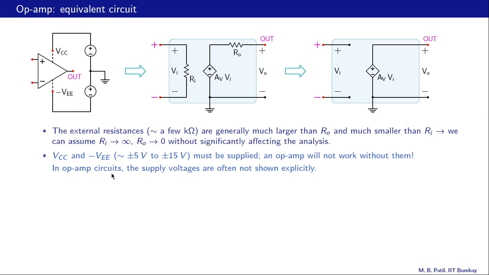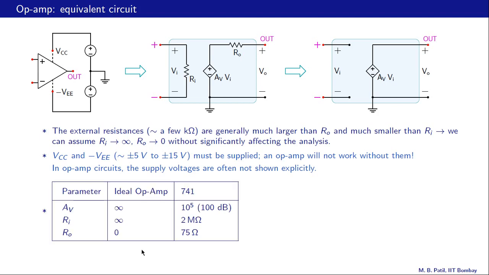When we draw op-amp circuits, the supply voltages are often not shown explicitly. That means we are not going to show these VCC and minus VEE pins of the op-amp in a circuit diagram, and we are also not going to show these voltage supplies. But it is of course understood that the VCC and minus VEE pins are actually connected to suitable voltage sources.